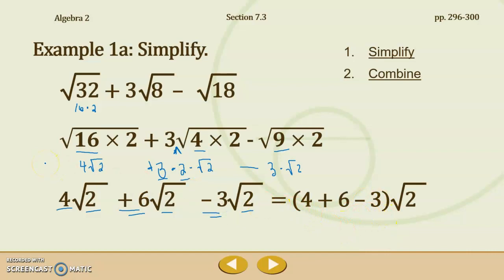So I have 4 groups of root 2 plus 6 groups of root 2. That's 10 groups of root 2. And then I subtract 3 groups of root 2. So 10 minus 3, I have 7 groups of root 2.